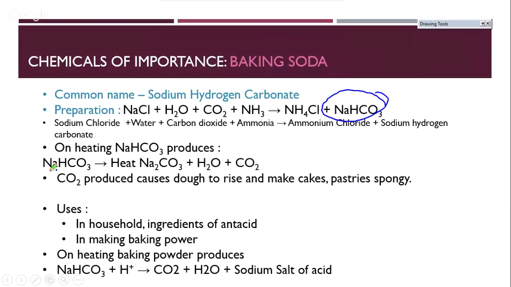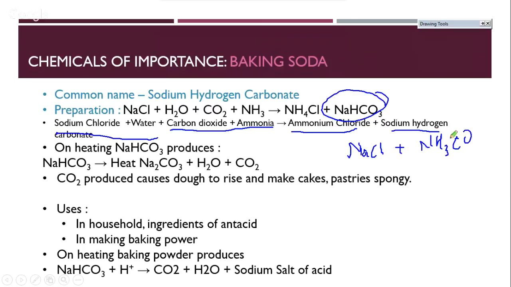The process through which it is produced is called the Solvay process. It is the same process that is also used in making washing soda, which is Na2CO3. So essentially, sodium chloride in water, with ammonia and carbon dioxide, ends up giving ammonium chloride and sodium hydrogen carbonate. So here are the steps. We use NaCl plus ammonium carbonate, actually, which ends up giving us NaHCO3 plus NH4Cl.